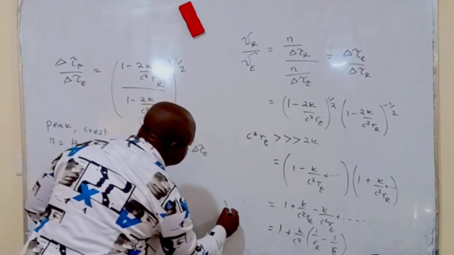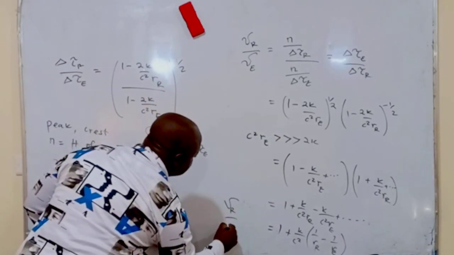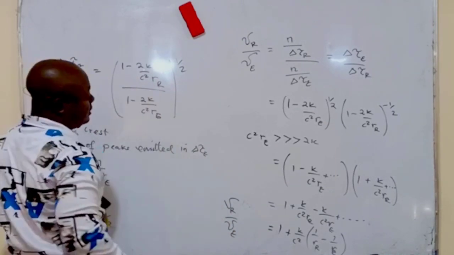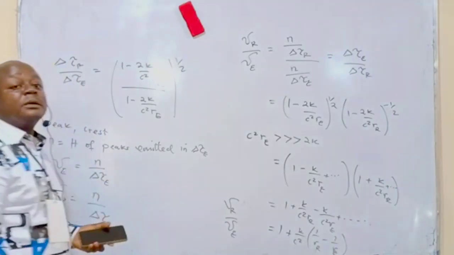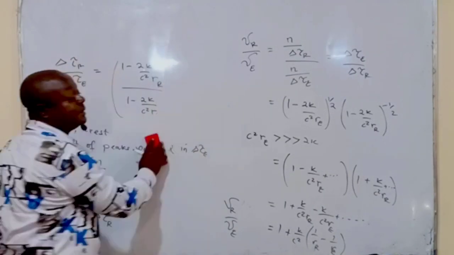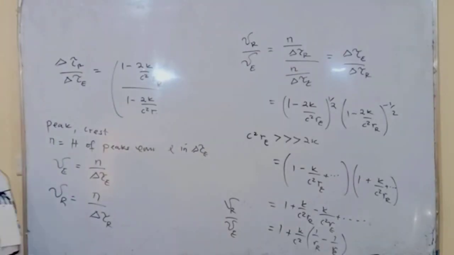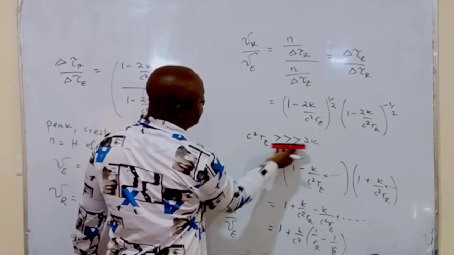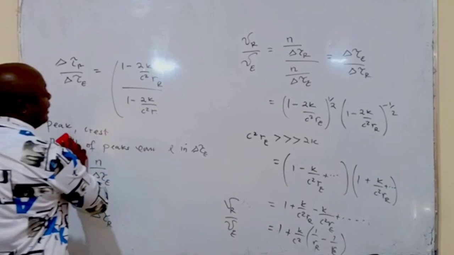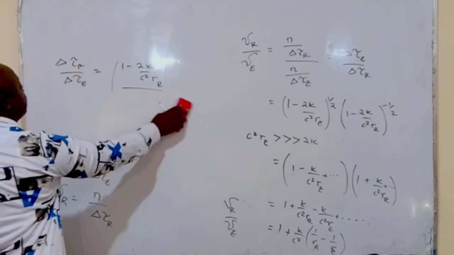Remember, we are neglecting that term. We are considering only this, because of this, so we are leaving only the linear terms in r.